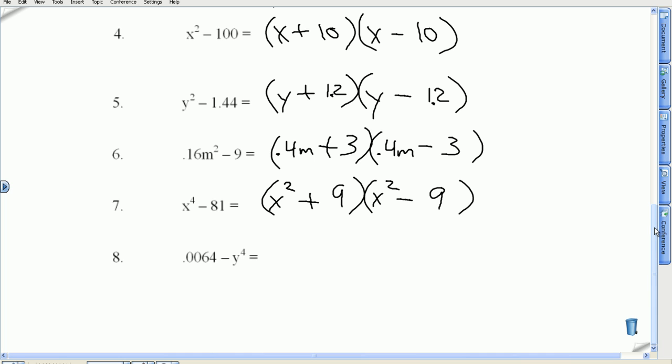0.0064, well that has 4 decimal places. So when I take the square root of 64 and get 8, I'm going to need 2 decimal places. That can only happen with a leading 0, so I'm going to put a 0 there. Okay, the square root of y to the 4th, divide 4 by 2, y squared. Look at that. Next page.